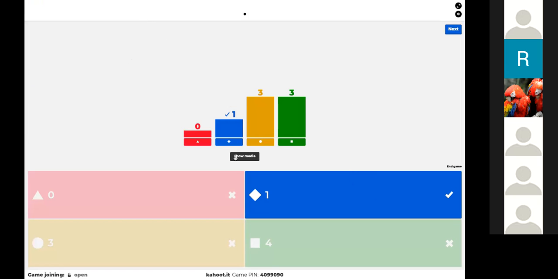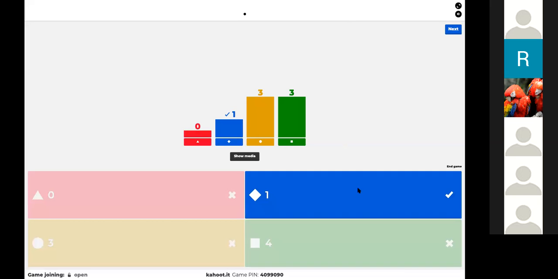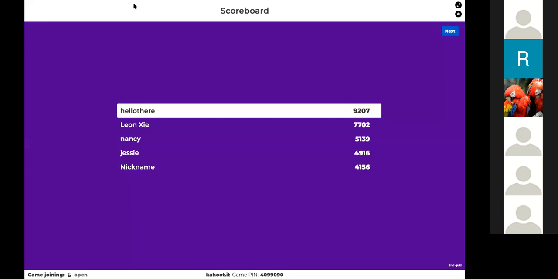Oh, okay. So keep in mind that it said the inverse, where is the inverse undefined? So that means you first have to find the inverse of f. And there's a similar example that we did in the handout. So after you do that, you can find the correct value of x. Hello there. I guess they were the only person that got it right, so good job.